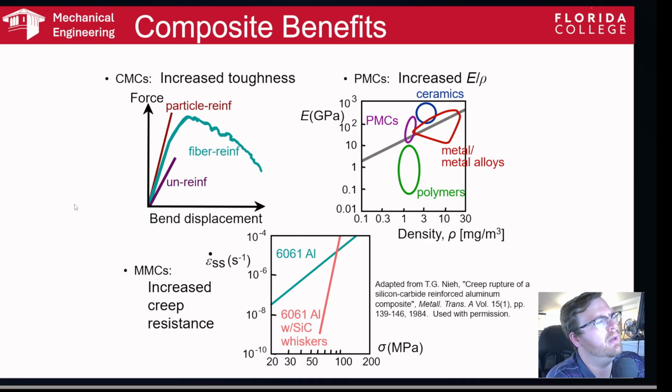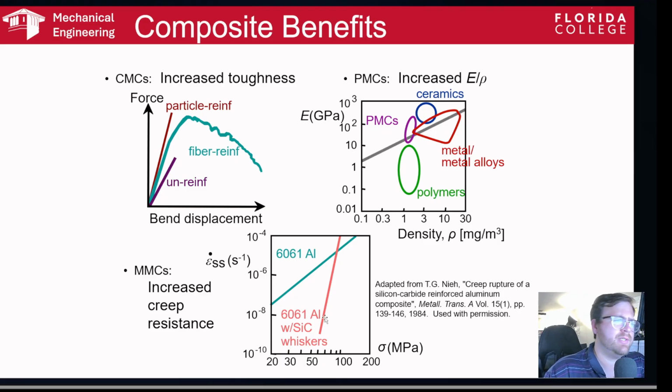Finally, we have metal matrix composites. They give you, among other things, increased creep resistance. Okay, so if we look at our steady state creep rate on our y-axis and our applied stress on our x-axis, typical 6061 aluminum, which by the way, 6061 aluminum is like the bread and butter aluminum. If you ever encounter aluminum in your daily life, chances are it's 6061.